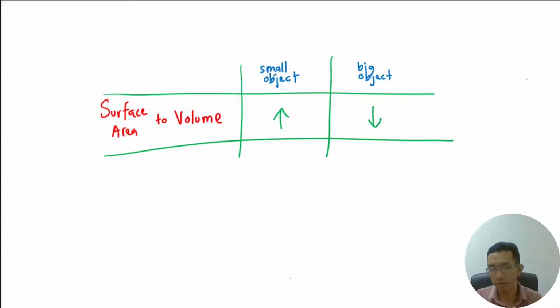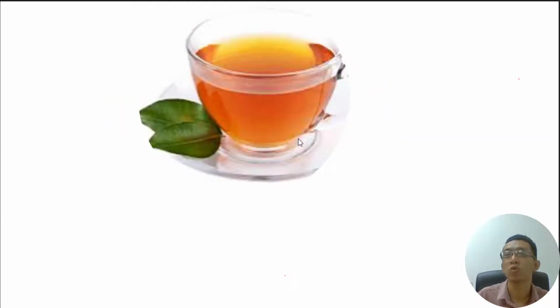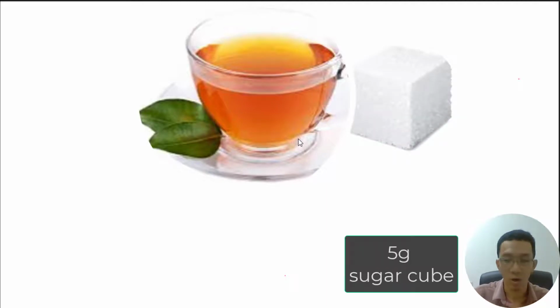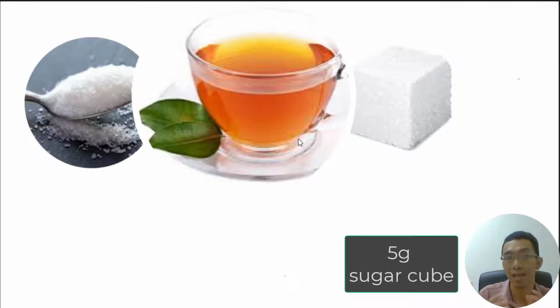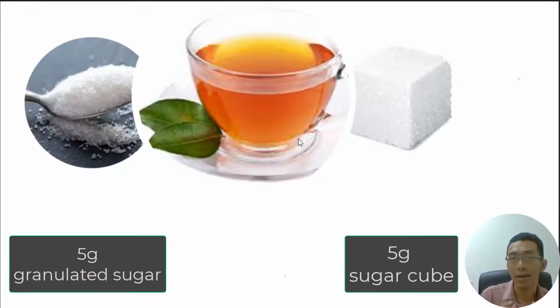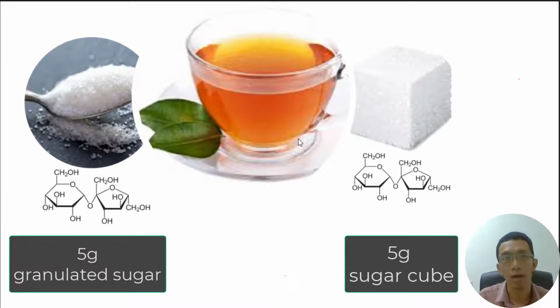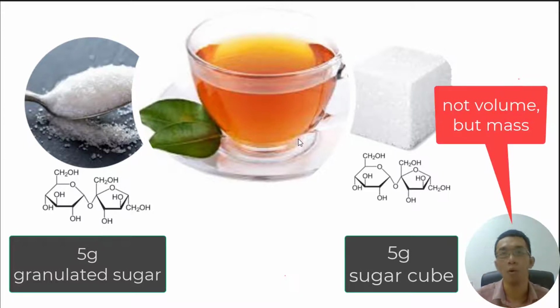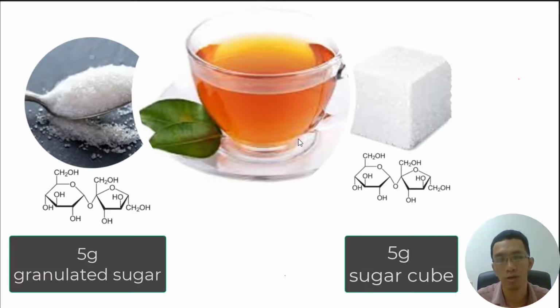Before we try to understand the surface area to volume ratio itself, we need to first ask for what reason we need the high surface area in the first place. Let's say you have a cup of tea and you want to sweeten it with 5 grams of sugar. You can either use a cube of sugar or you can use granulated sugar, normal table sugar. Depending on your choice, it will affect how fast you can serve your tea. Both sugars have the same chemical composition, the same sugar, and the same mass, 5 grams. The only thing that affects its dissolution rate in your tea is its physical size.